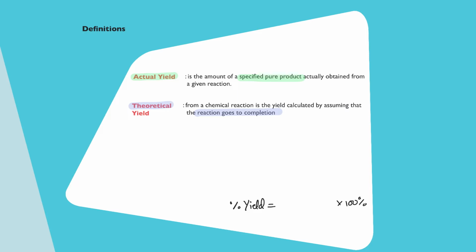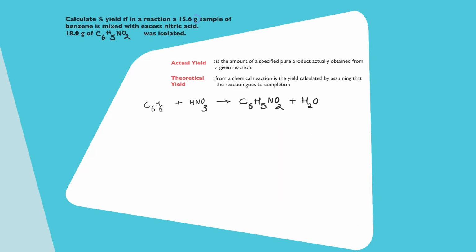So theoretical yield is about the reaction going to completion, and actual yield is what we actually got. Now, how do you calculate your percentage yield? You use the formula actual by theoretical into 100%. So that gives you the percentage of the yield. Now let us go ahead and try to do that from a problem.